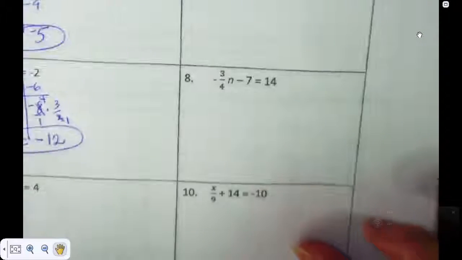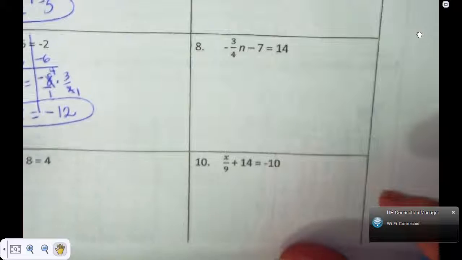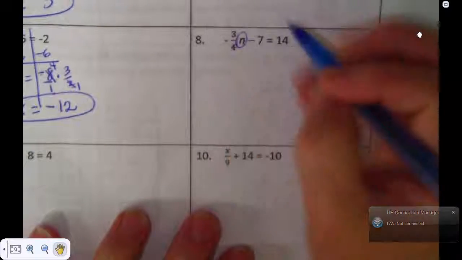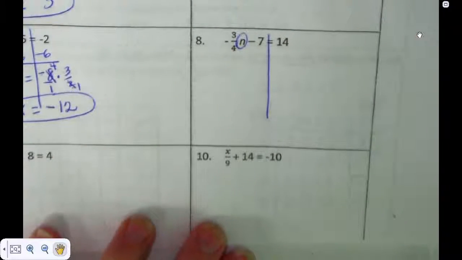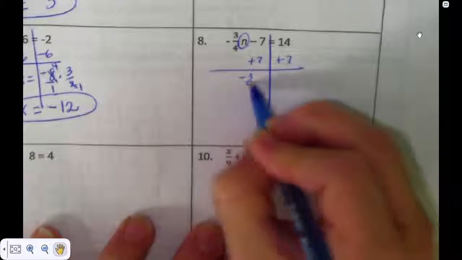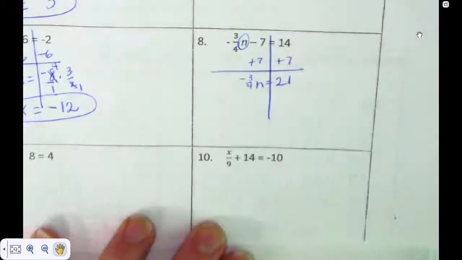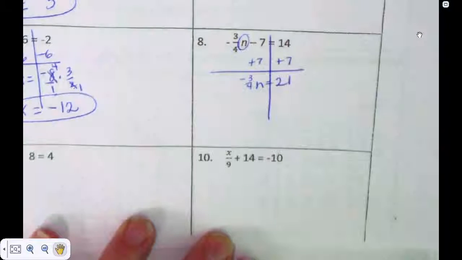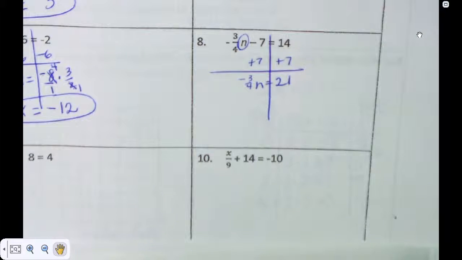Okay, look at number 8, please. On number 8, we're going to circle the N, draw the river. I'm going to add 7. So -3/4 N equals 21. What's my coefficient, everybody? -3/4. Guys, okay, everybody look. I want everybody saying this. What is your coefficient? -3/4. What's the reciprocal?